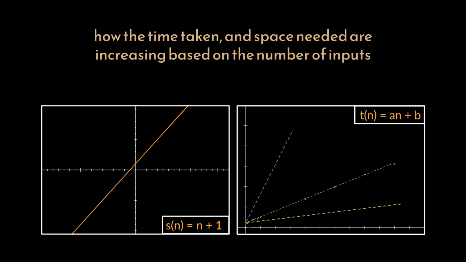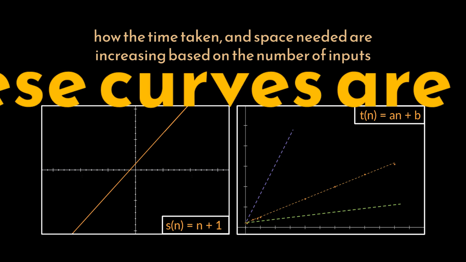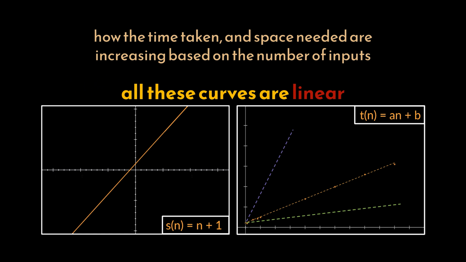So, what we actually care about is the variation, how the time taken and space needed are increasing based on the number of inputs. You see, these three curves are different, but they do share a common property: all of them are linear. The things that change are the a and b variables in the function an plus b, but the linearity is preserved, and that information is what we are looking for.